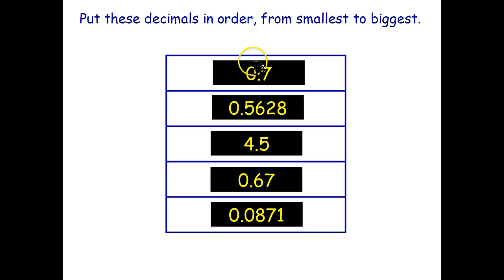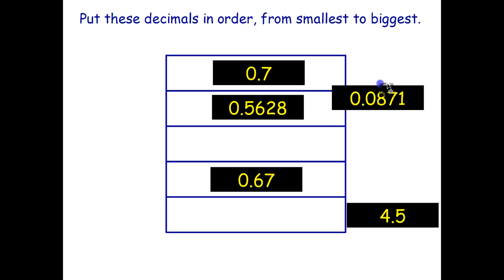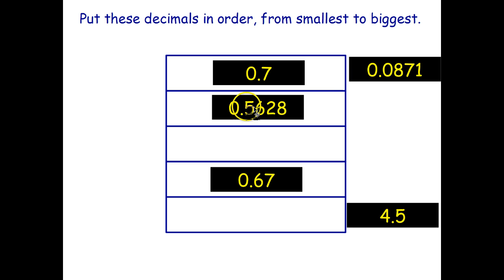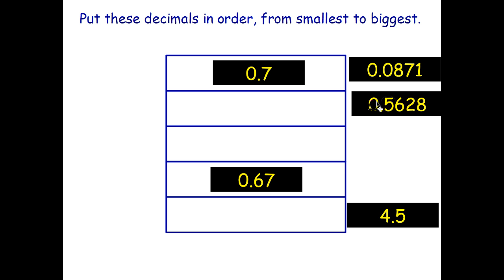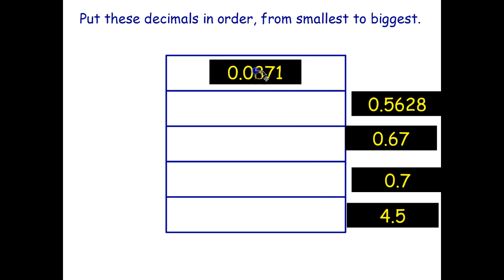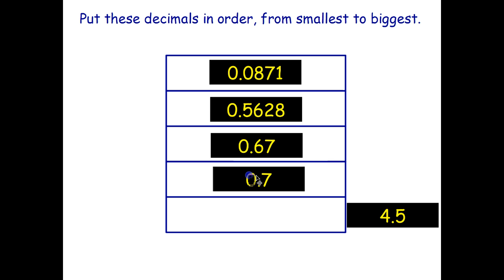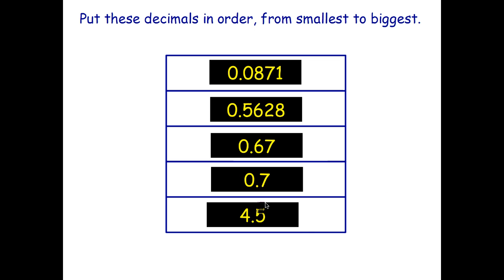Well, once again, in my whole number position to the left of the decimal point, I've got 0, 0, 4, 0, 0. So 4.5 is hopefully, obviously, the largest number. Looking at the tenths place, I've got a 7, a 5, a 6, and a 0. So that one's going to be the smallest because there's 0 tenths. Then I've got 5 tenths, then 6 tenths, and then 7 tenths. So let's drag them into the table, and hopefully that's the order that you put your decimals into.